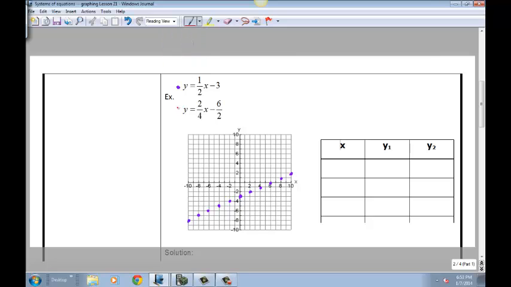Graph that second one in red. Negative 6 halves. That looks like kind of a goofy y-intercept, but I know that negative 6 halves is the same as negative 3, because 6 divided by 2 is 3, right? So there's my y-intercept, and I just happened to graph it right on top of the blue line. Very interesting. So that looks like that's probably my answer.